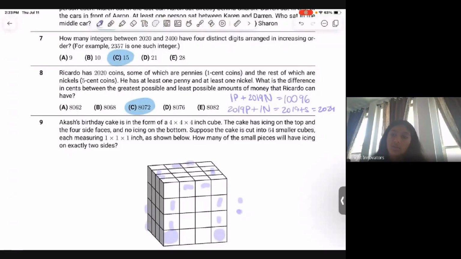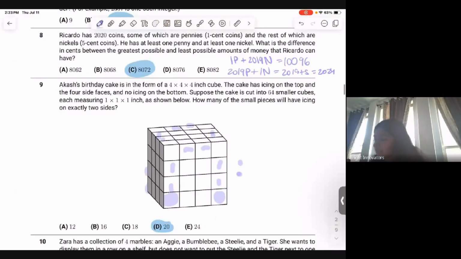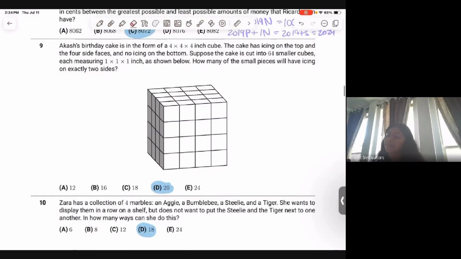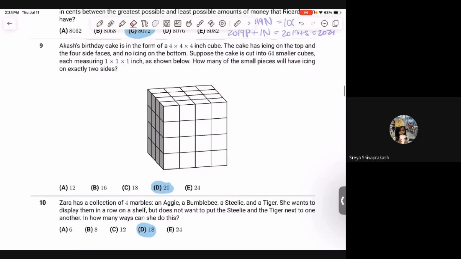Number 9, Shreya. Do you want to explain that one? Yeah, do you want to explain number 9? Sure. Okay.